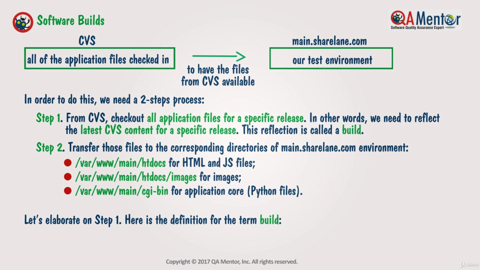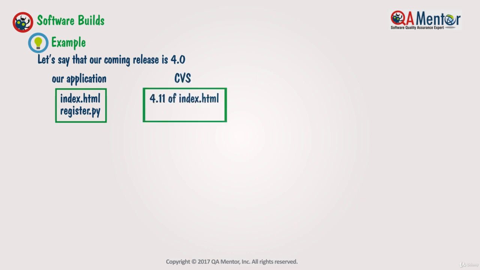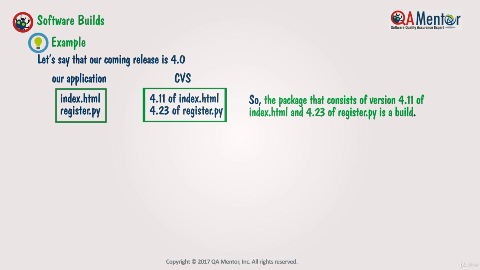Here is the definition for the term build. A build is a subversion of the specific release. Example, let's say that our coming release is 4.0 and our application consists of only two files, index.html and register.py. In CVS, we have version 4.11 of index.html and 4.23 of register.py. So the package that consists of version 4.11 of index.html and 4.23 of register.py is a build.